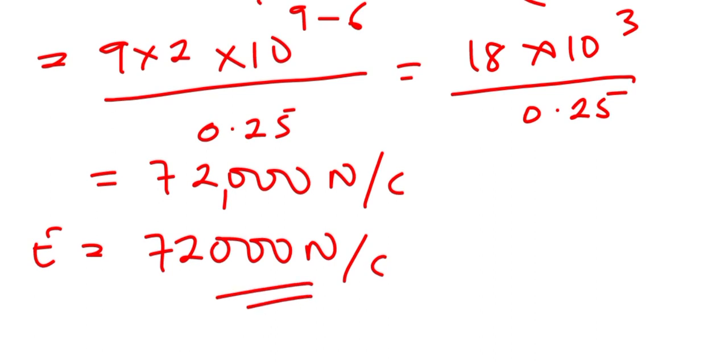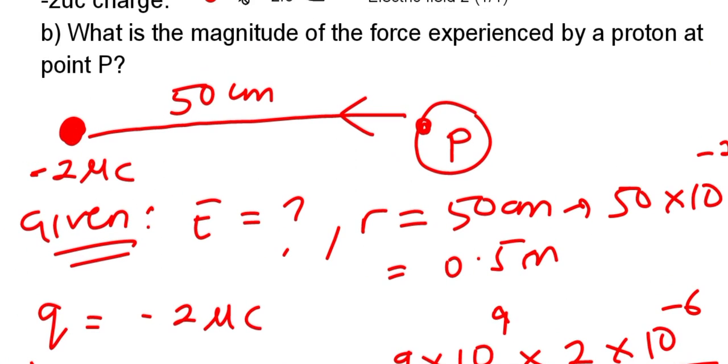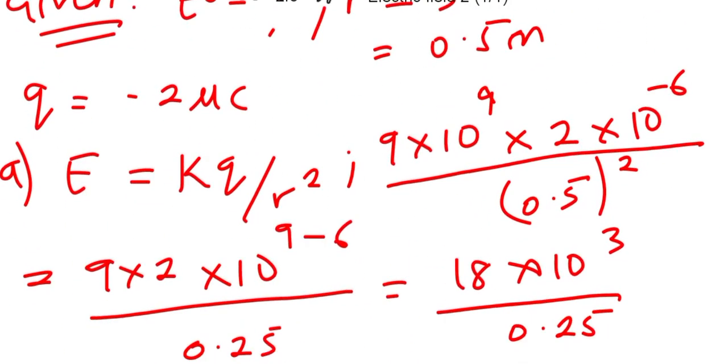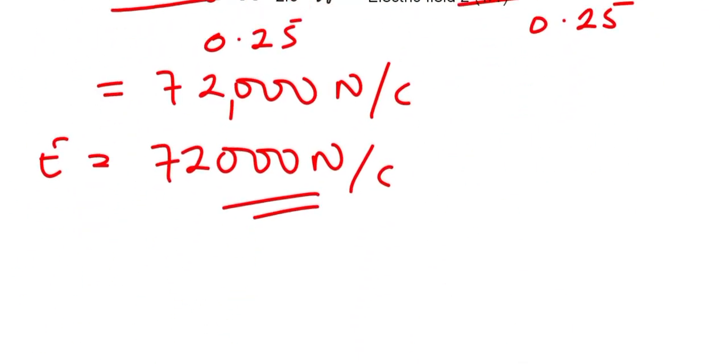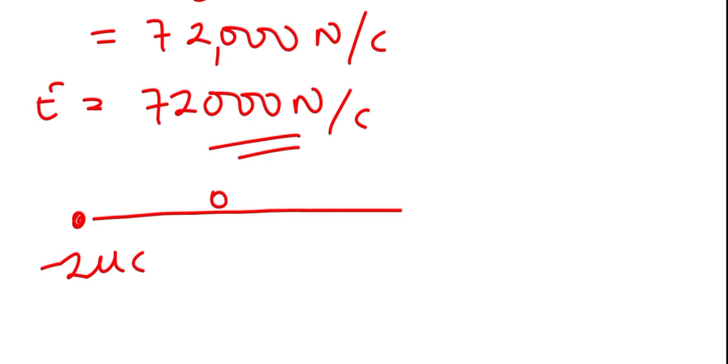So the second part of the question, which is the B part, says: what is the magnitude of the force experienced by a proton at point P? That simply means that at point P, we are going to place a proton. So here is the charge, -2 microcoulomb, and at a distance of 0.5 meter. Here is point P. Now, since this is point P, we have to place a charge, which is a proton.